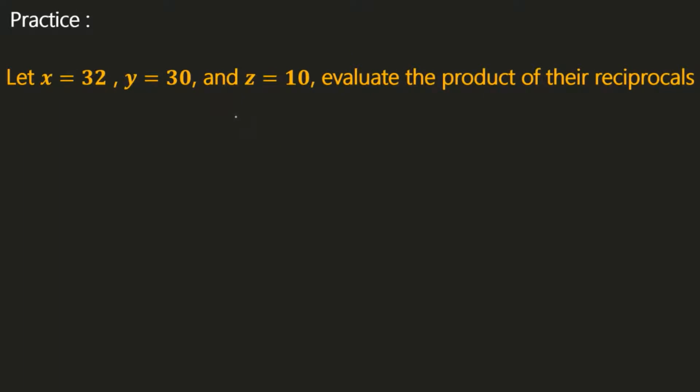This is a similar problem with the example we just discussed. So pause the video and try to solve this problem yourself first. So keep in mind that we said for x and y non-zero numbers, the reciprocal of x times the reciprocal of y is equal to the reciprocal of x times y. Okay. So in this practice problem, instead of two numbers, we have three numbers. Okay. So let x equal to 32, y is 30, and z is 10. Evaluate the product of their reciprocals.